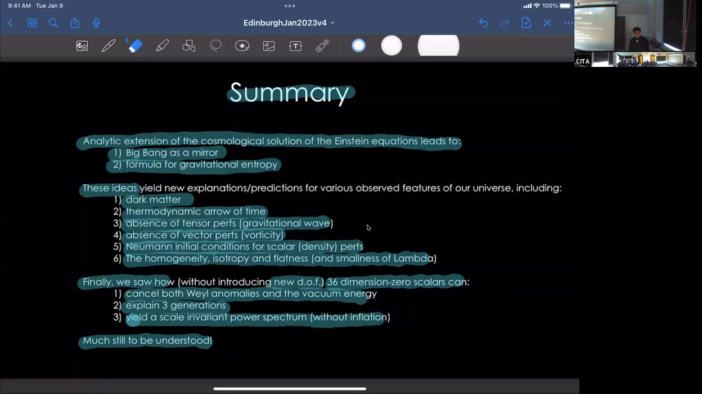Yes, we could derive a formula for the entropy density. It would scale as 1/a³, but it would blow up at tau equals zero. Yes, the density would blow up.